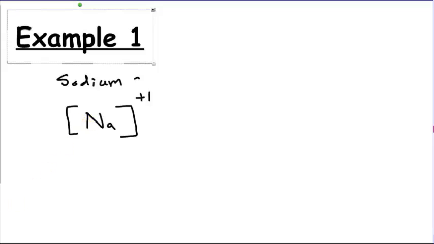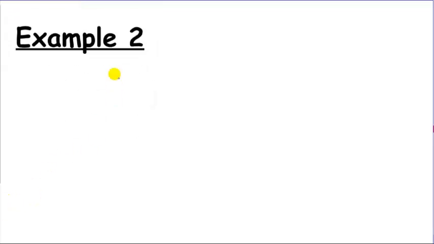Now, if we're dealing with an anion, let's pick on sulfur for this example. We'd start again by writing the atomic symbol, square brackets, then the charge. Sulfur is located in group 6A. That means it's going to gain 2 electrons to look like the nearest noble gas.